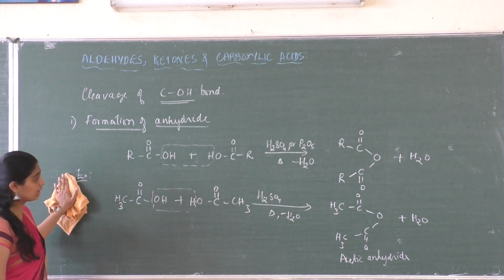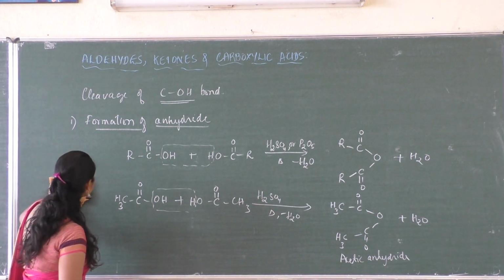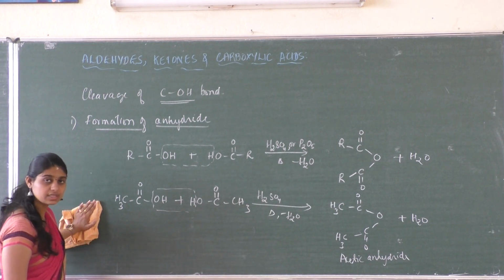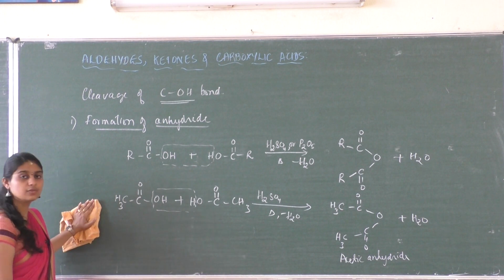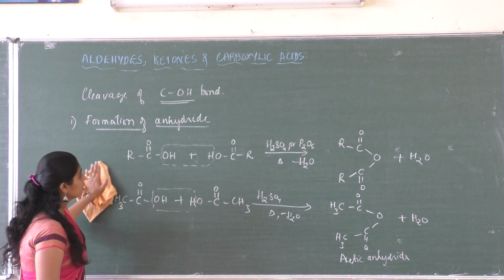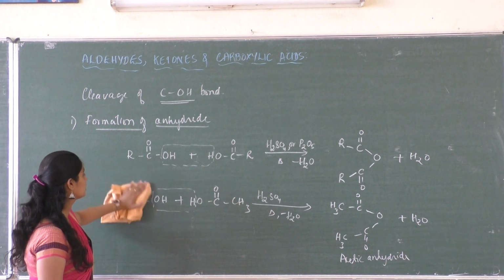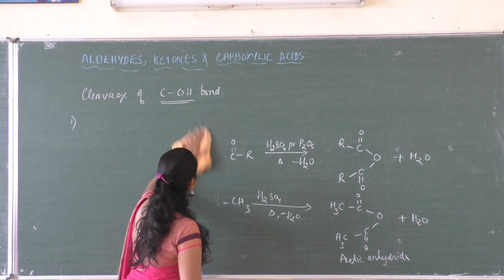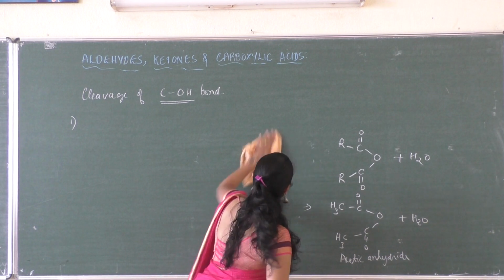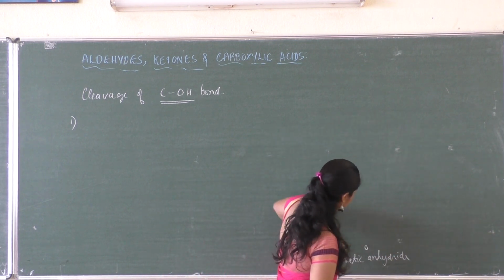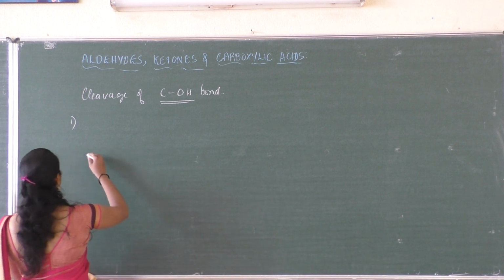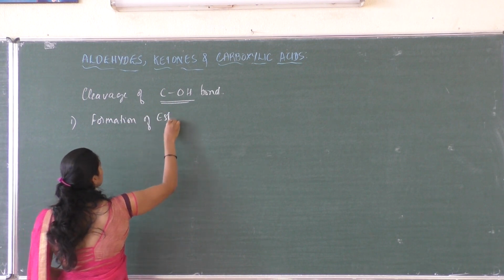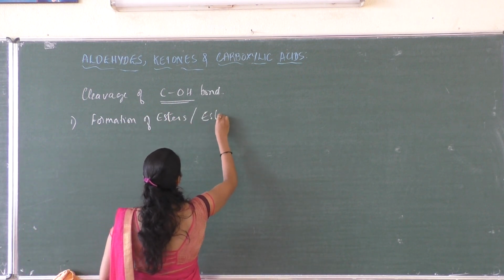You have studied that in the chapter on alcohols and phenols. When alcohols are heated with carboxylic acid in the presence of a dehydrating agent like concentrated sulfuric acid or HCl, you will get esters as the products. This is nothing but esters, or you can also call it esterification.